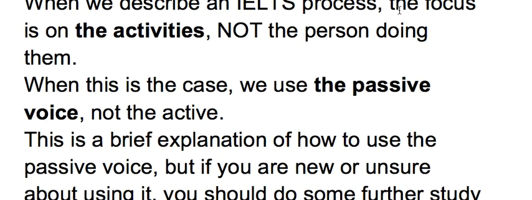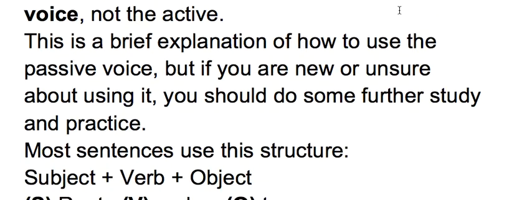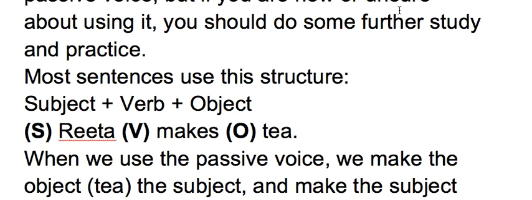And first, let me teach you the use of the passive voice. In the English sentence syntax, it is like subject, verb, and object. Most of the sentences use this structure. For example, let us make a very small sentence to explain it to you. Rita makes tea. Rita here is the subject. Makes is the verb and tea is the object.